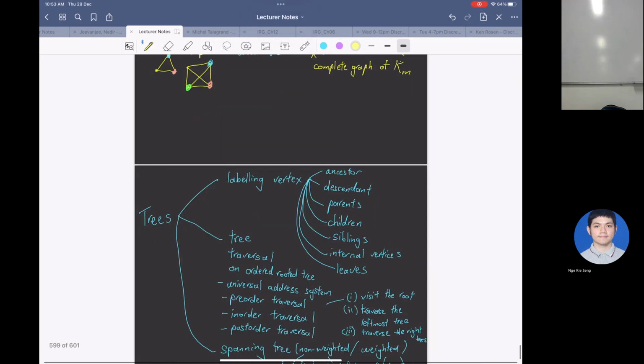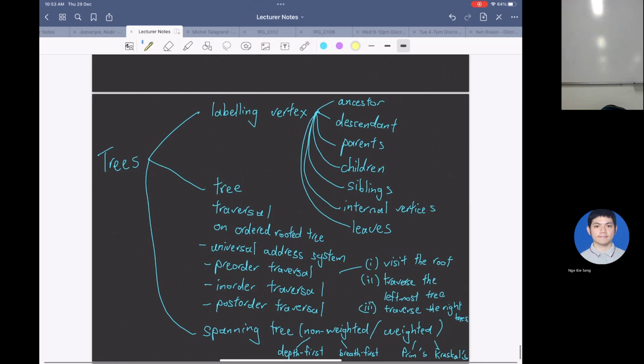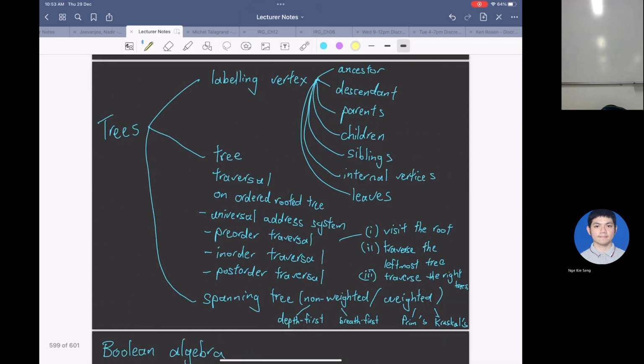Next is trees. First we label the vertices. We tell the relations between different vertices: we have ancestor, descendant, parent, children, siblings, internal vertices, and leaves. This one definitely will be in the exam.